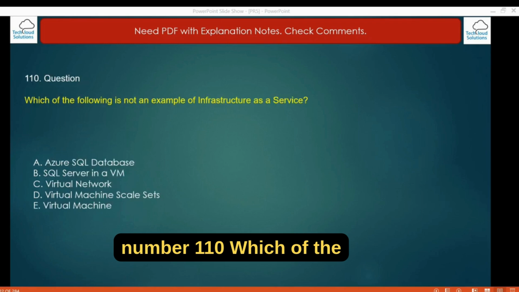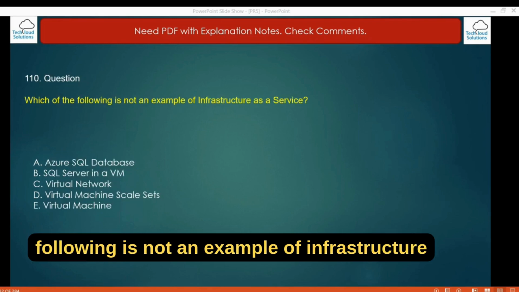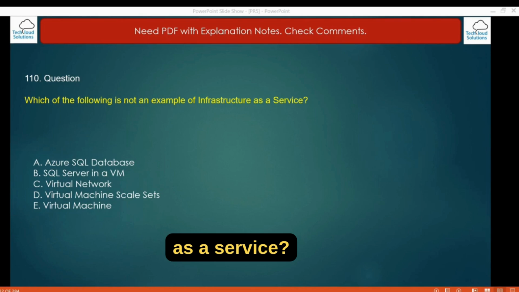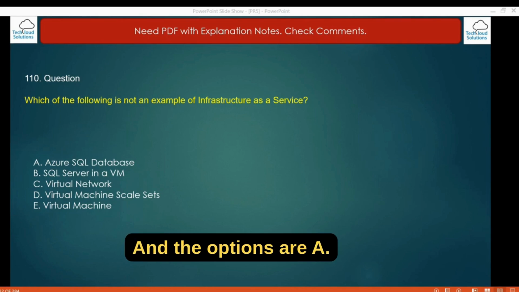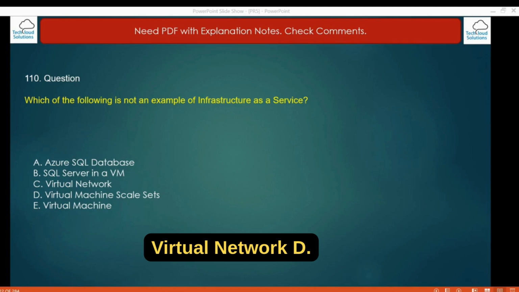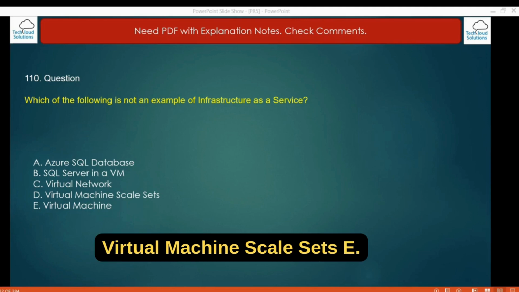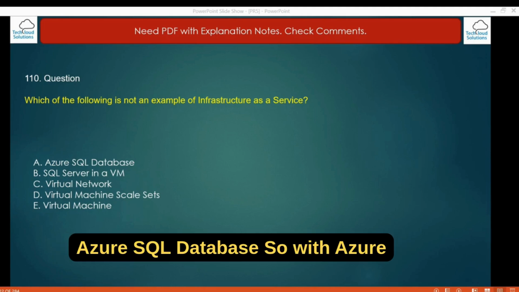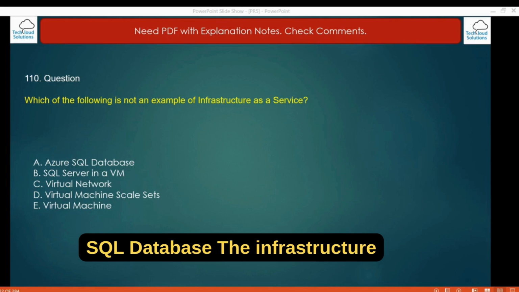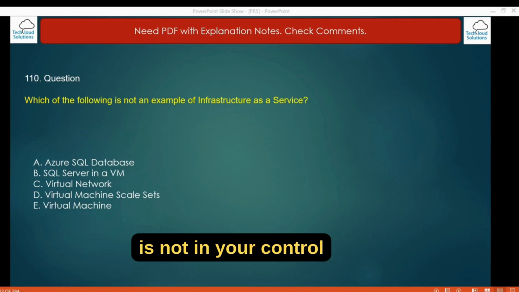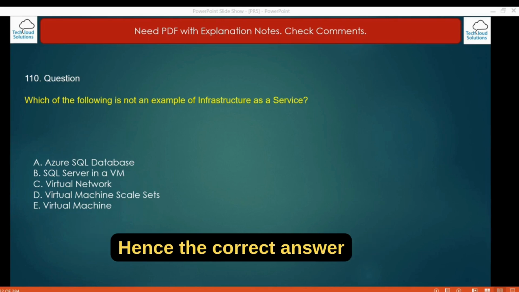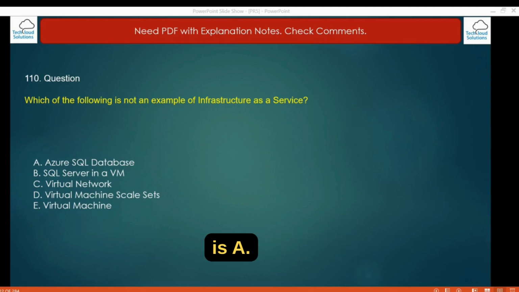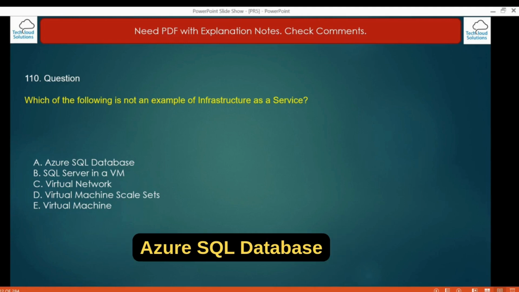Question number 110. Which of the following is not an example of infrastructure as a service? And the options are A. Azure SQL Database, B. SQL Server in a VM, C. Virtual network, D. Virtual machine scale sets, E. Virtual machines. The correct answer is Azure SQL Database. So with Azure SQL Database, the infrastructure is not in your control. Hence, the correct answer is A, that is Azure SQL Database.